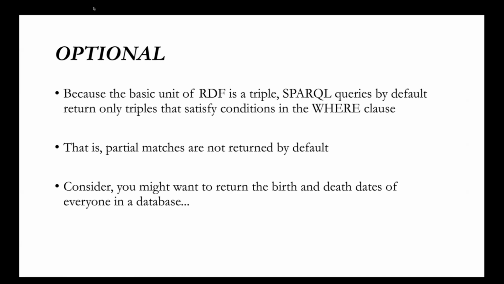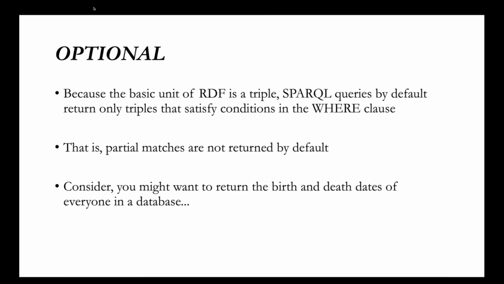Optional clauses can really bog down your queries, especially if you're running queries over a very substantial knowledge graph or ontology, because it's looking for if this happens, then that. And what do I mean? Because the basic unit of RDF is a triple, SPARQL queries by default return only triples that satisfy the conditions in the where clause. I'm always looking for triples. Partial matches are not returned by default.